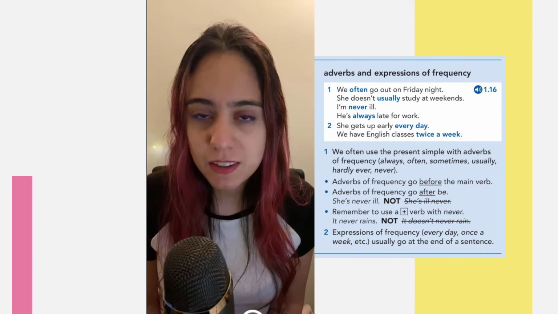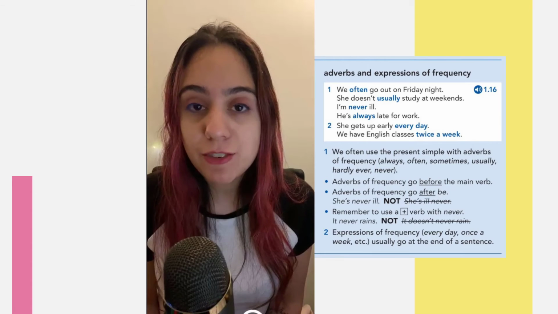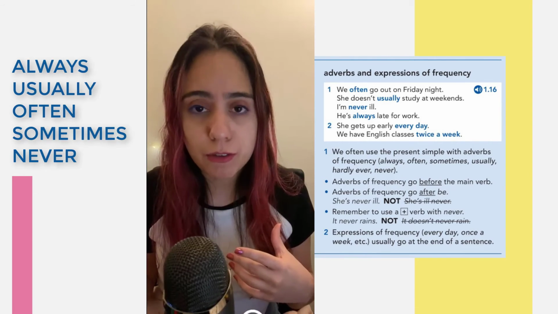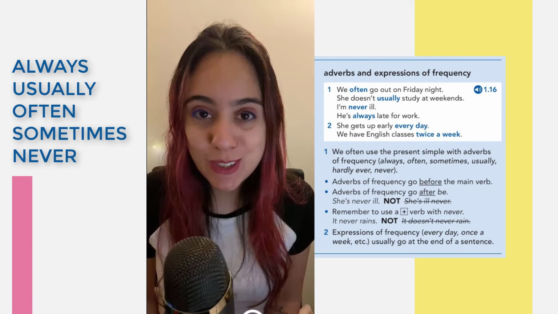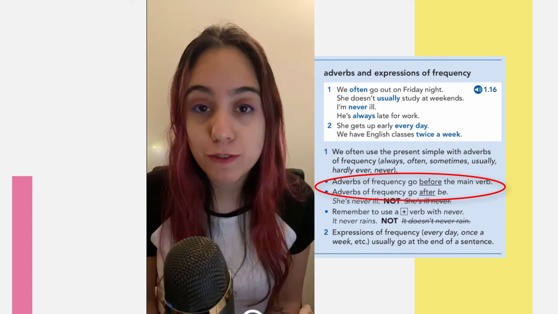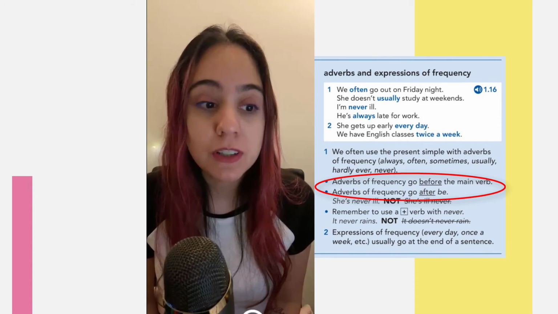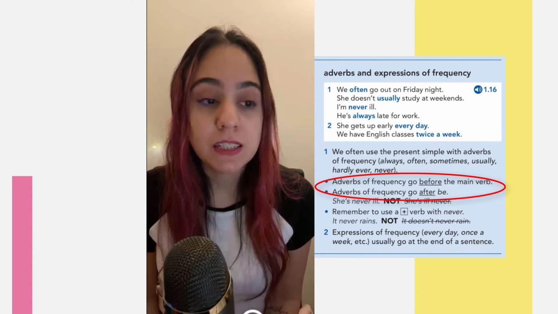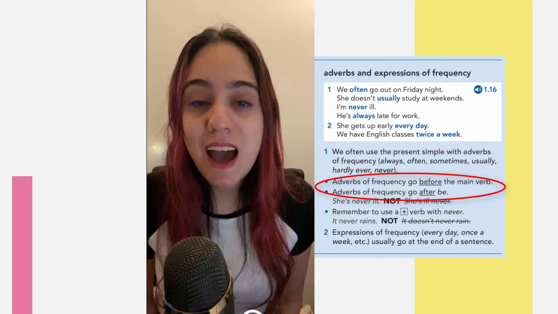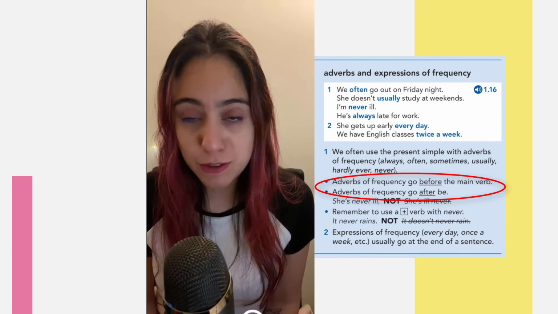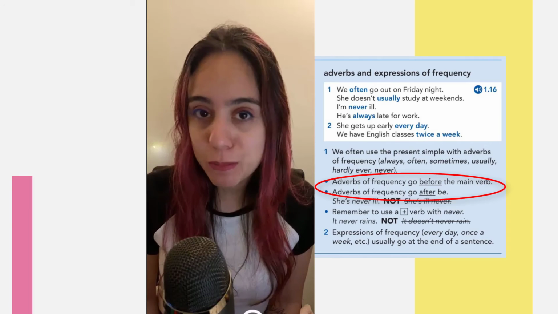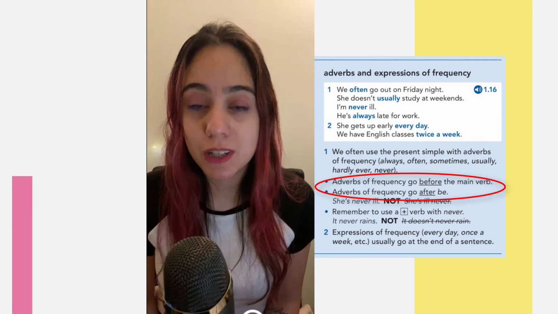Another interesting thing to take into account are the adverbs of frequency. First, it is very important that you know the meaning of all of these words. And you also need to take into consideration that these words always go before the main verb. So, for example, she doesn't usually study at weekends, and after verb to be. For example, I am always happy. So before the main verb and after verb to be.